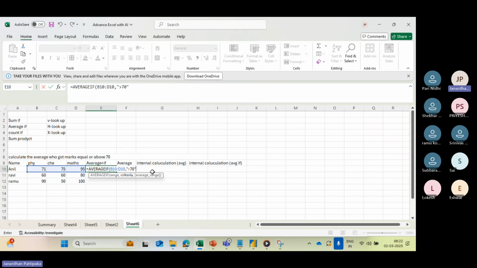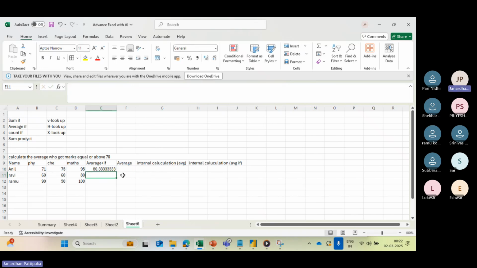Okay. You have mentioned it. Now you can close the bracket. Click on. So how much is getting? 80.33 is getting. Okay. Now I will try to decrease the decimal. He is also getting 80.95.